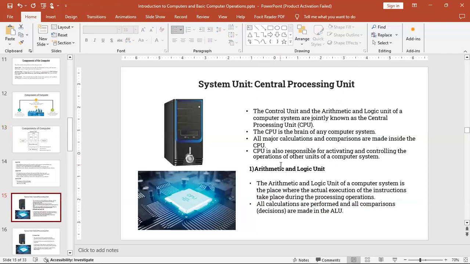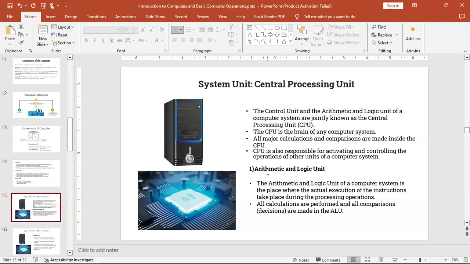Let's look at what the arithmetic logic unit does. Please pay very, very keen attention. It's very important. We have to know the differences between the arithmetic logic unit and the control unit, because you may be asked the question in an interview or even during a public exam. So the arithmetic and logic unit of a computer system is the place where the actual execution of the instructions takes place during processing of information.